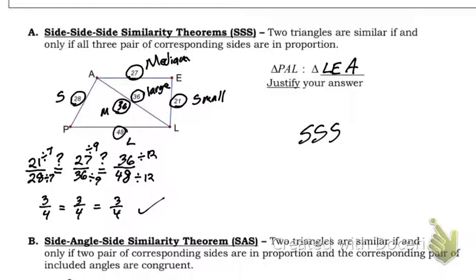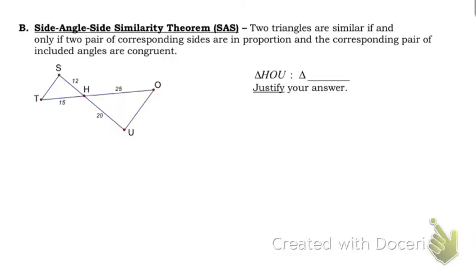Okay. The next thing is side angle side similarity. Make sure the angle is between the two sides. Just like when we proved triangles congruent with side angle side, the angle had to be sandwiched between the two sides. Two triangles are similar if we have a pair of corresponding sides in proportion and the included angle between them is congruent. And using vertical angles, I do have a congruent angle sandwiched between them.